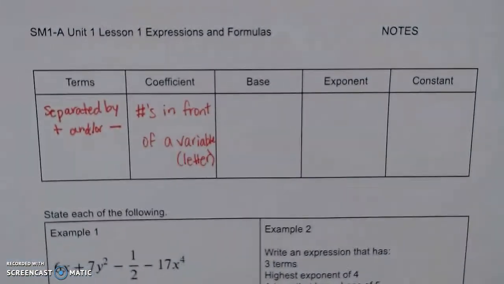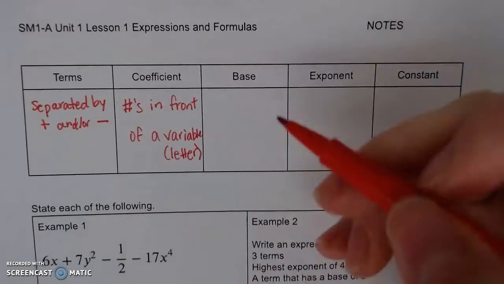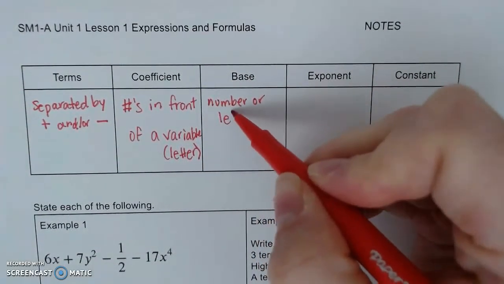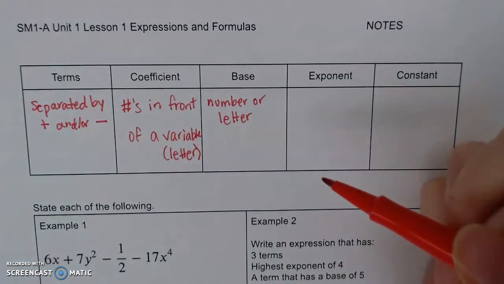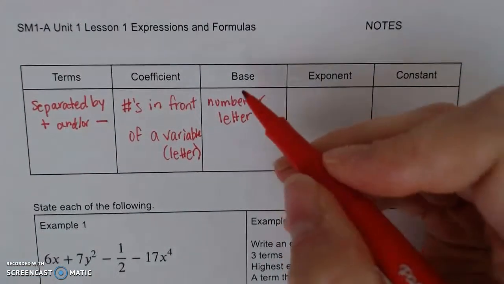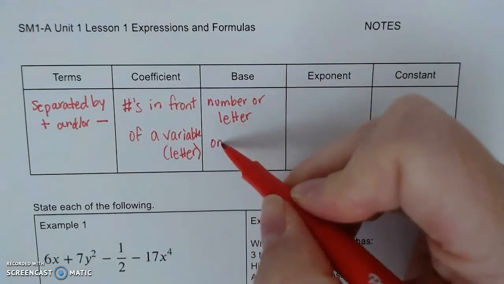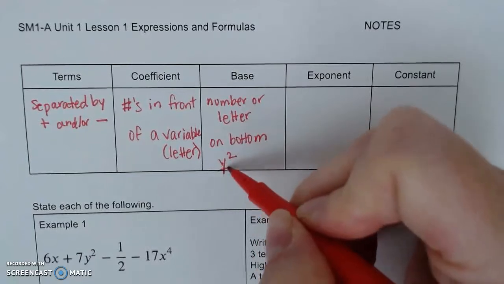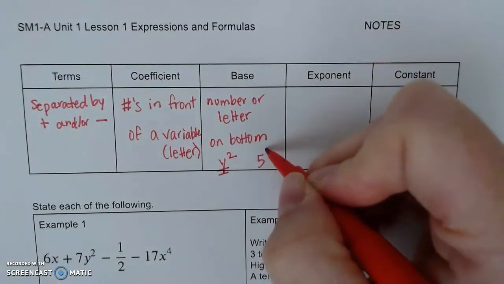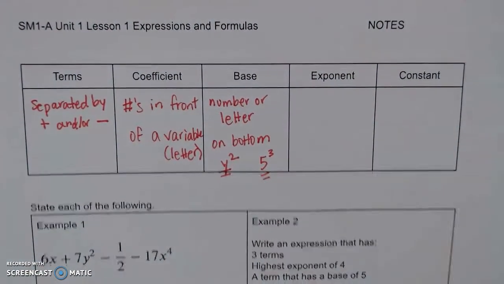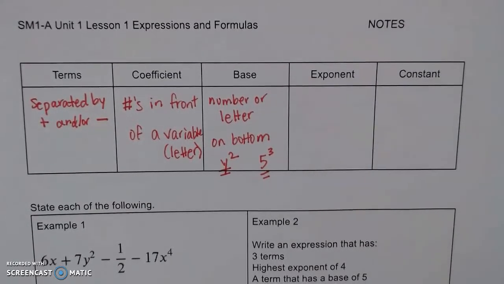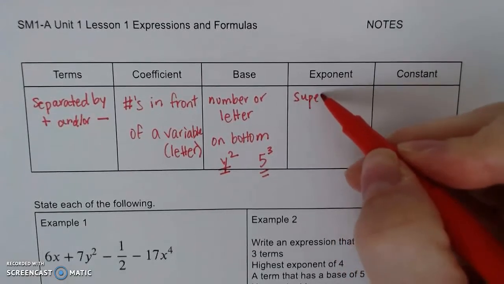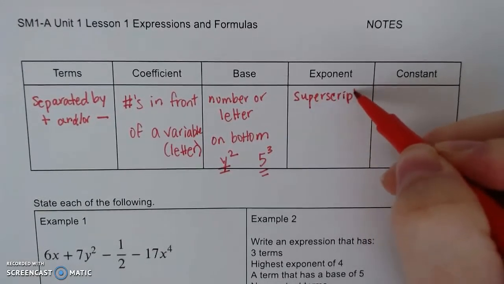Okay, the base is going to be a number or a letter, and you will see it written with an exponent, which is a superscript. So I call it on bottom. So like you might see something like y squared, so y is the base, or you might see 5 cubed. 5 is the base. So it could be a number or a letter, and I say it's written on the bottom.